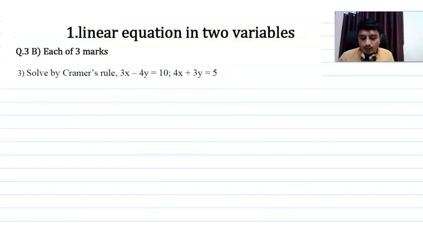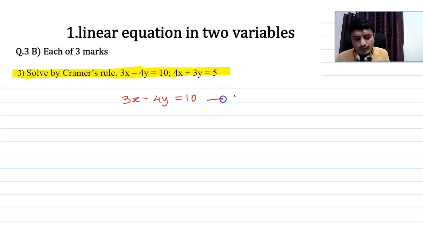Now let us have an overlook of question number 3, solved by Cramer's rule. 3x minus 4y equals 10 and 4x plus 3y equals 5. I am writing one equation after the other. We have 3x minus 4y equals 10, call it equation number 1, and the other equation 4x plus 3y equals 5, call it equation number 2.